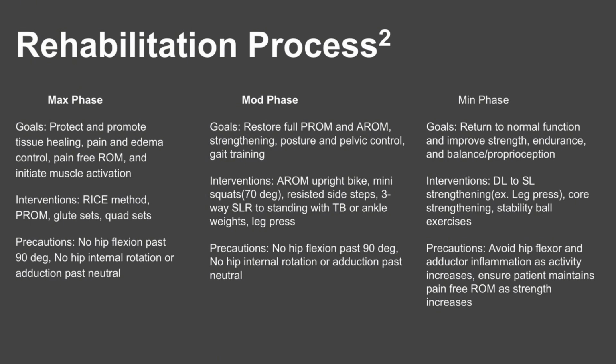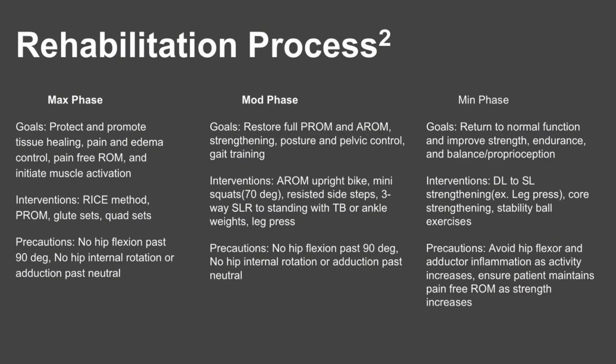The interventions that we'll choose for this would be the RICE method, which is rest, ice, compression, and elevation. We will want to begin some gentle passive range of motion, as well as glute sets and quad sets. And then for this phase, the overall precautions will be to focus on not flexing the hip past 90 degrees and not allowing any hip internal rotation or adduction past the neutral position.